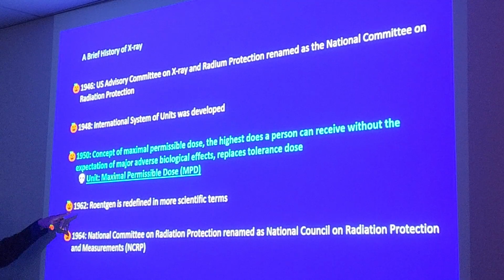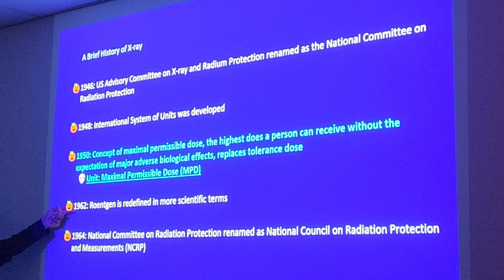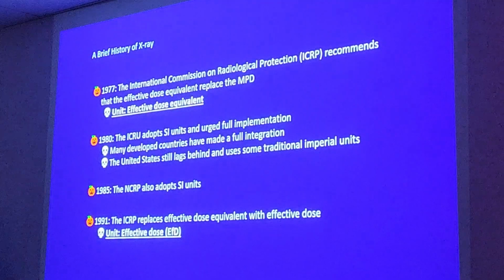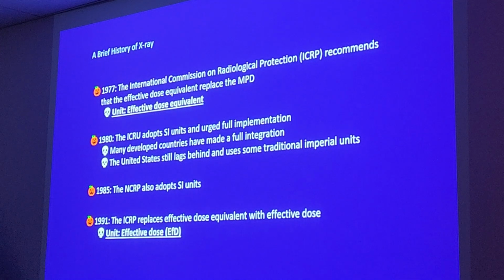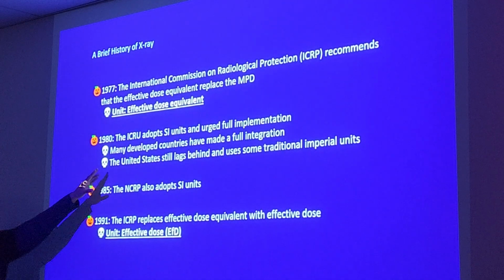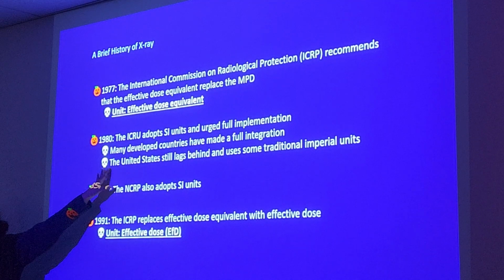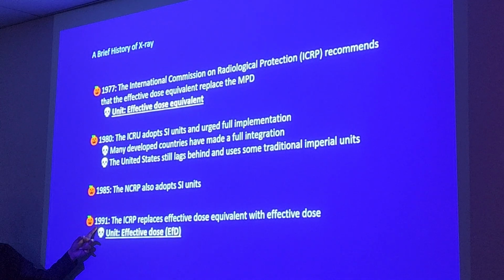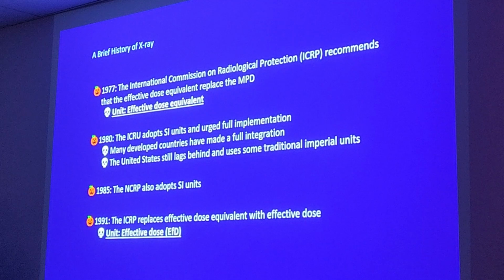Okay. And then in 62, they redefined Rankin in more scientific terms. In 77, they came up with effective dose equivalent, which replaced the MPD. Okay. The ICRU, the International Commission on Radiological Protection, officially adopted SI units, but the United States wanted to do their own thing, and they were still using imperial units. And then we go all the way to 91, and the effective dose equivalent becomes the official unit that we use to describe effective dose.